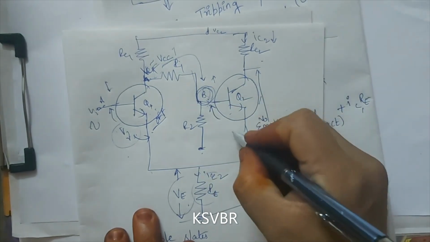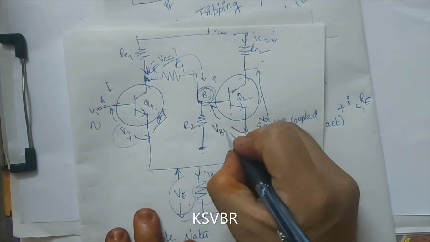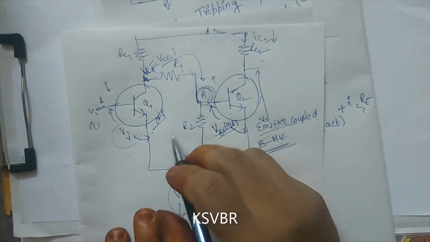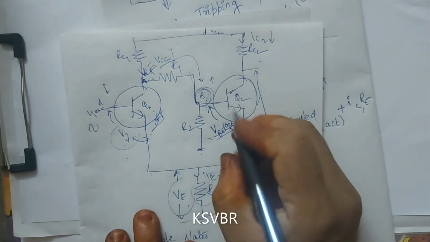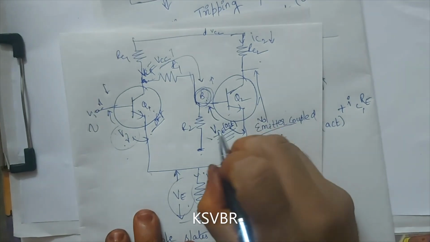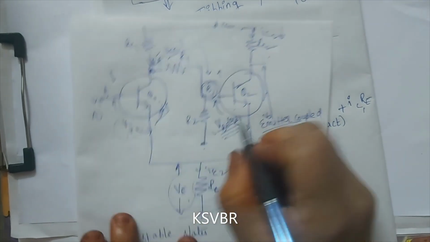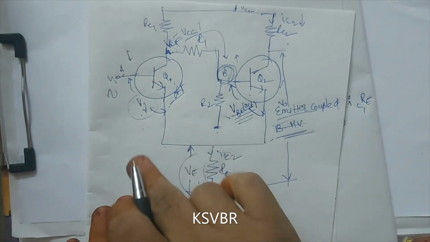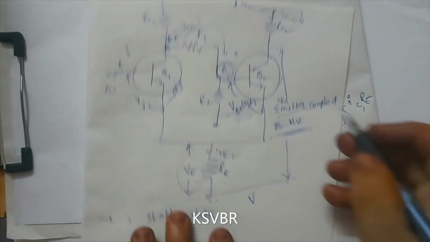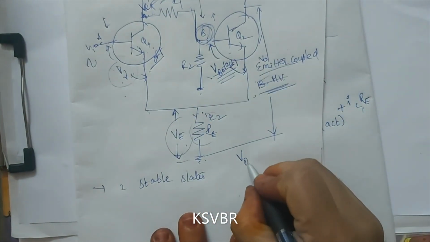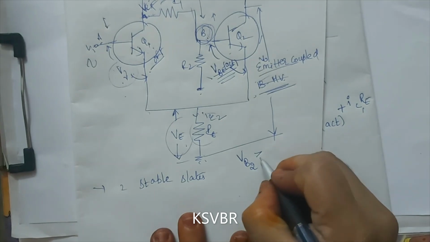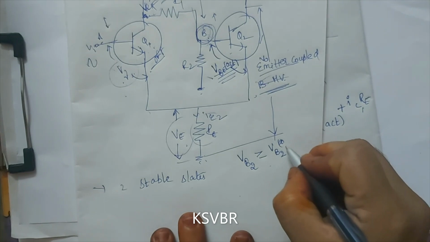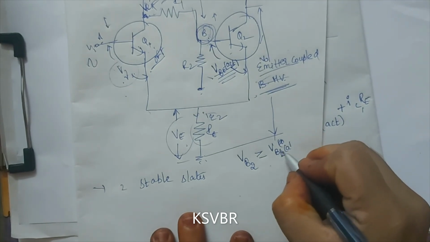This voltage is nothing but VBE active, nothing but V gamma. In order to avoid confusion between two V gammas, I took VBE active here. This is nothing but V gamma, the cut-in voltage. So there will be a 0.1 or 0.2 volts difference between V gamma and VBE active. So the voltage at base 2 should be greater than VBE active.